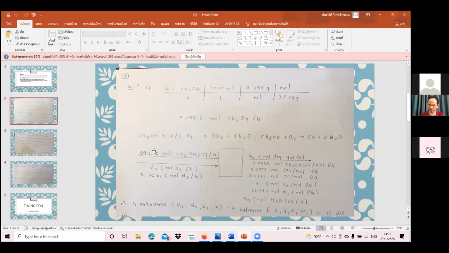Liquid methanol is fed to the space heater, and when it burns, the question gives us 0.0045 of methanol, 0.0903 of carbon dioxide, and 0.011 is CO. I got 4 unknowns in stream 1, in stream 2, X, and in stream 3, minus 4 one line, or we know the 4 atoms are C, H, O, and N. So I got 4 degrees of freedom.